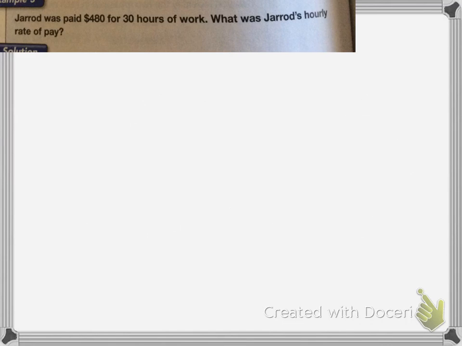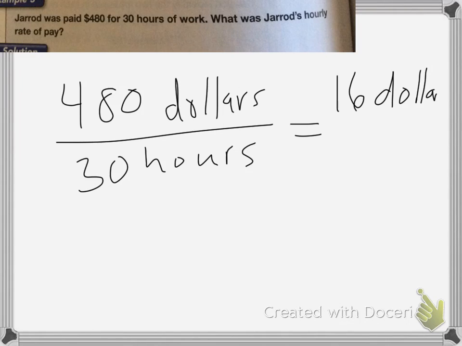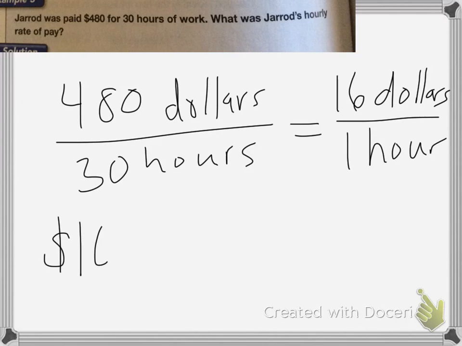Okay, on this one, Jared was paid $480 for 30 hours of work. What was his hourly rate of pay? So he got $480 for the 30 hours of work. If I divide those, 48 divided by 30, I end up with $16 per hour, 1 hour. So you would say $16 per hour.